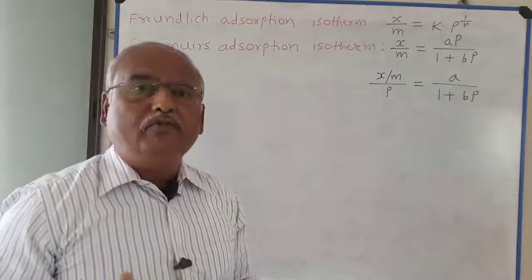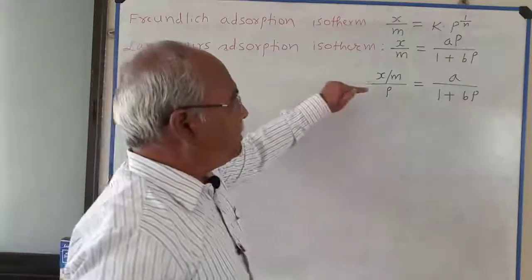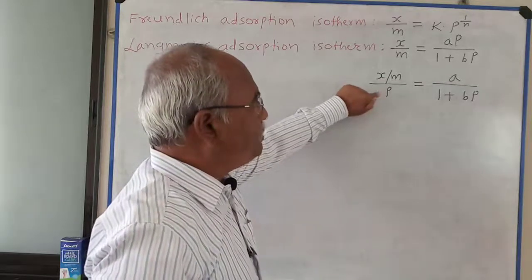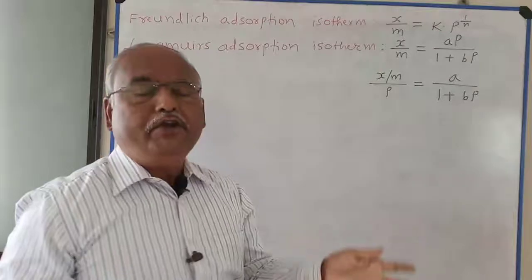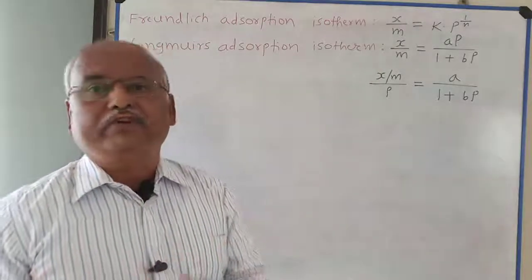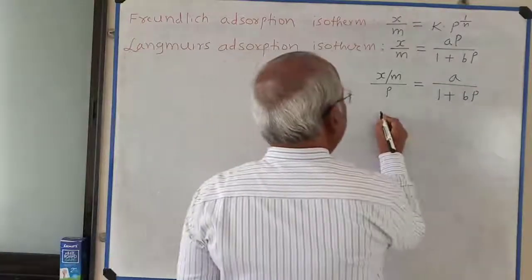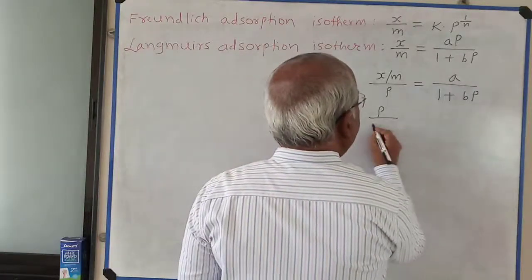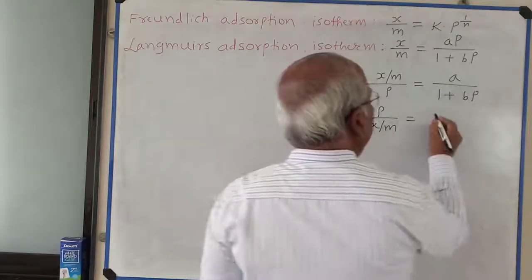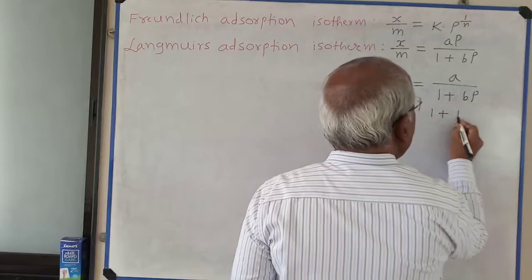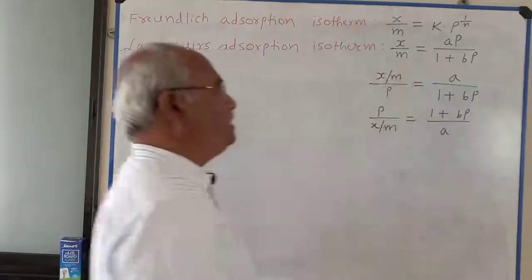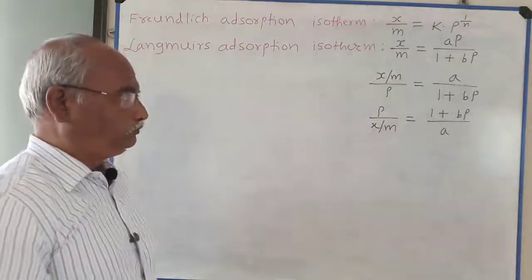Next step, I take the denominator into numerator and numerator into denominator for both sides of the equation. So I write P divided by x upon m is equal to 1 plus BP upon A.